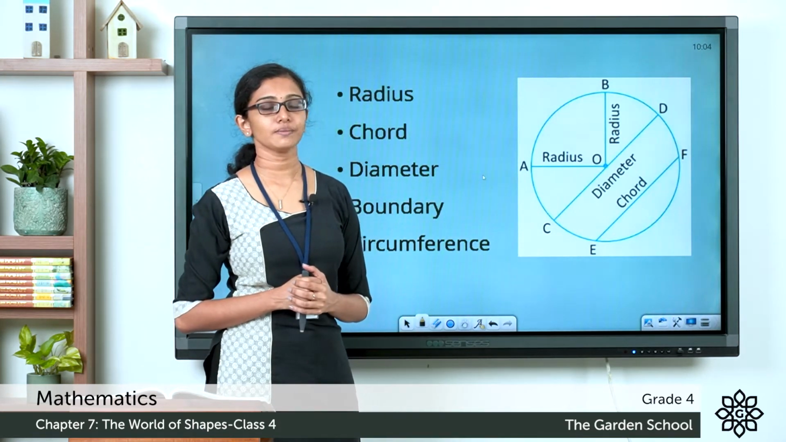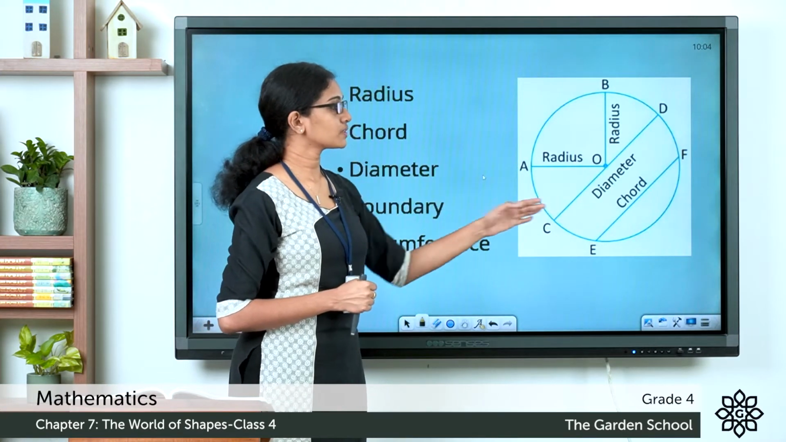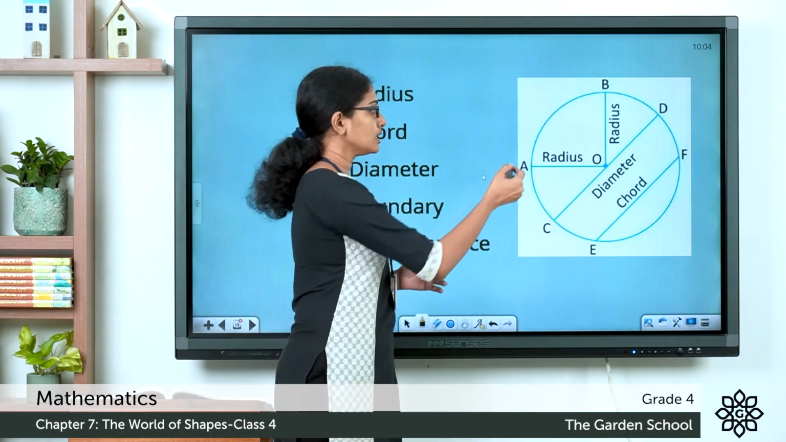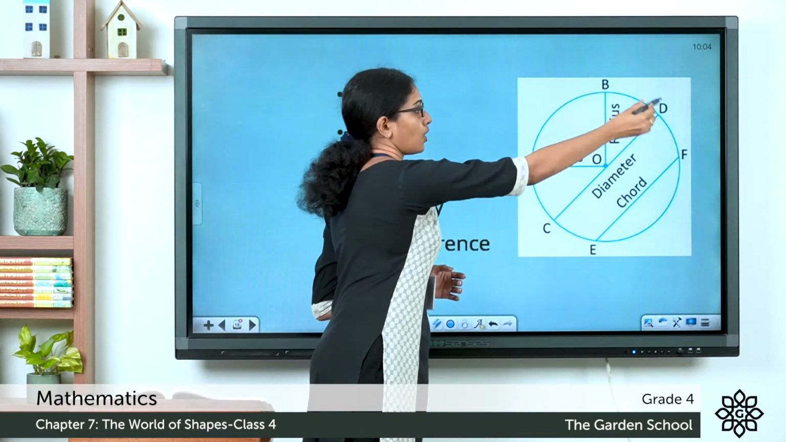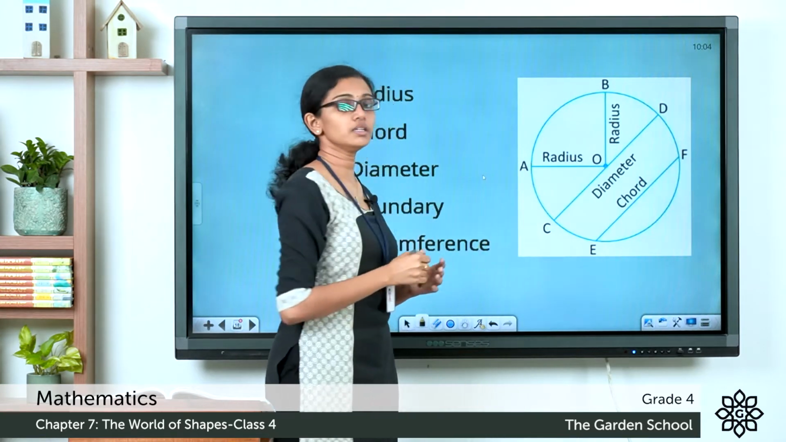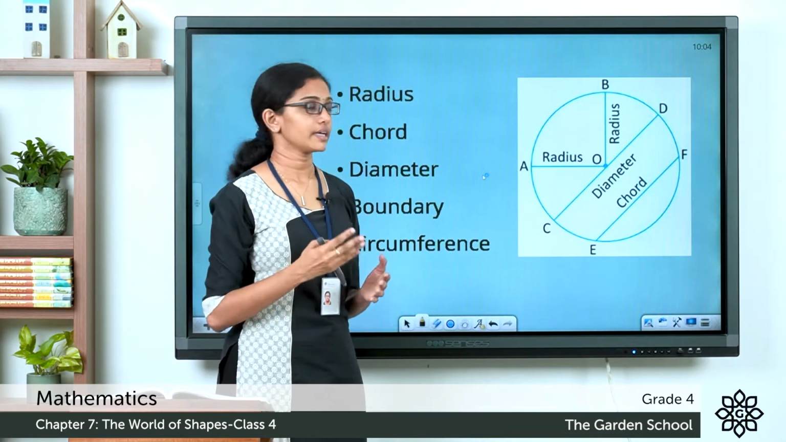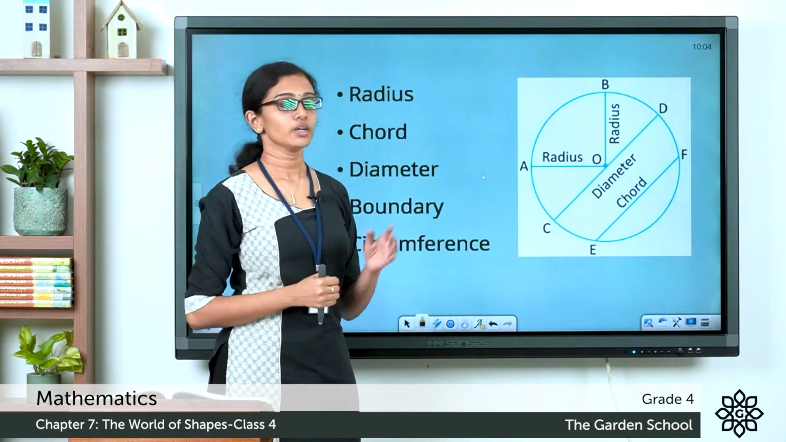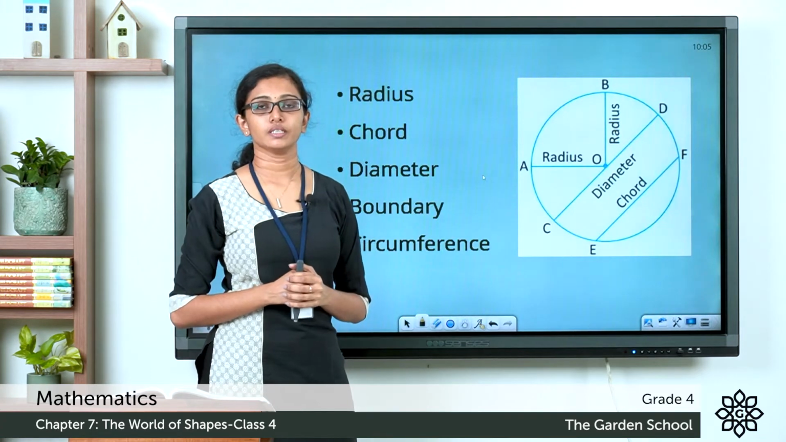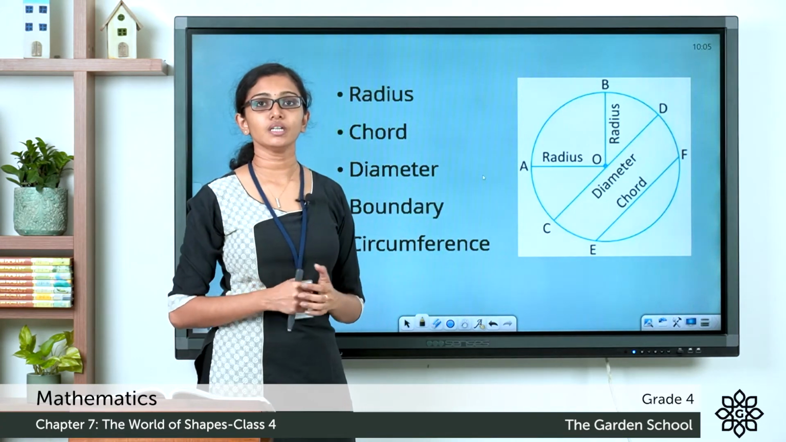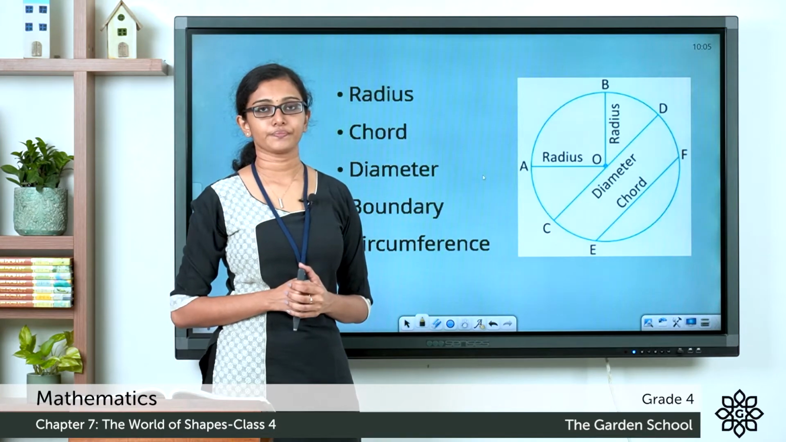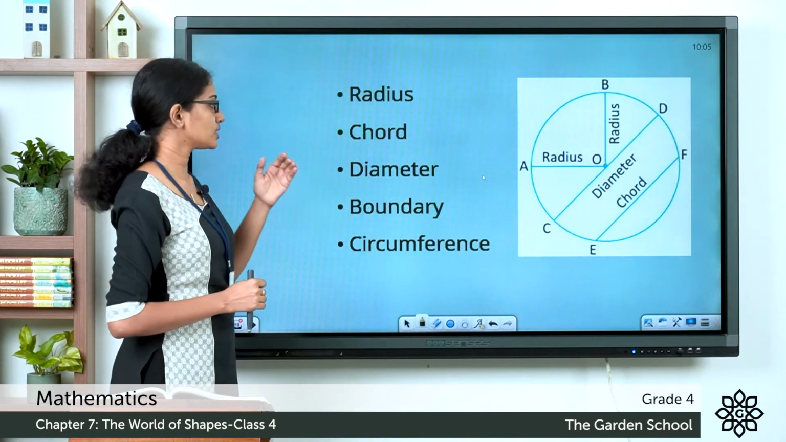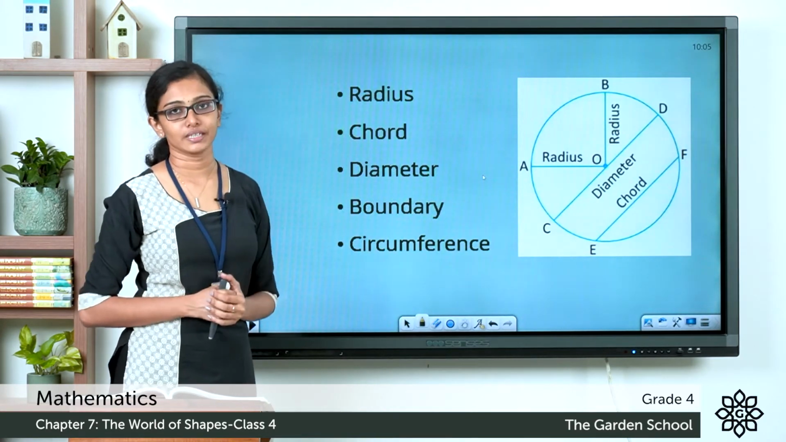Hope you are clear with these concepts. Now, you see this boundary of the circle. So, the length of the boundary of the circle. For example, the length from point A all the way around the circle to the same point. Like if you are walking from point A along the circle and coming back to the same point, you get the length of the boundary of the circle. And this length of the boundary of the circle is called its circumference. So I hope you are clear with the terms radius, chord, diameter, boundary and circumference of a circle.